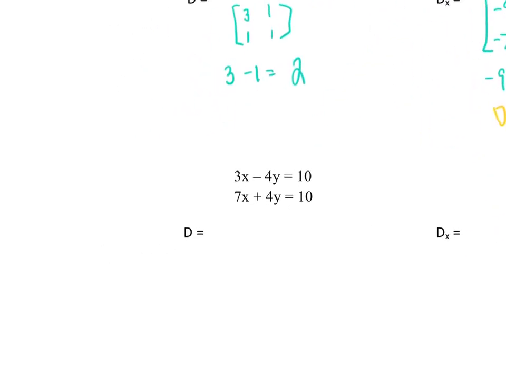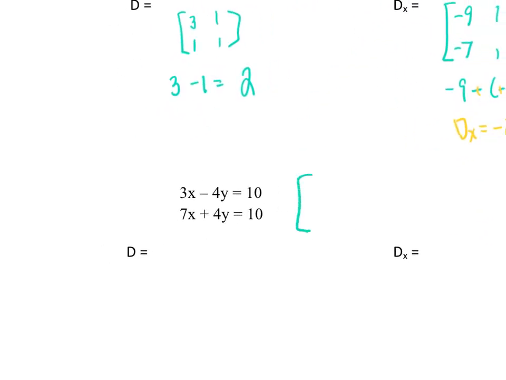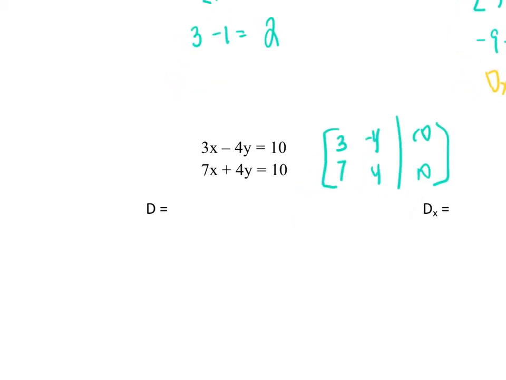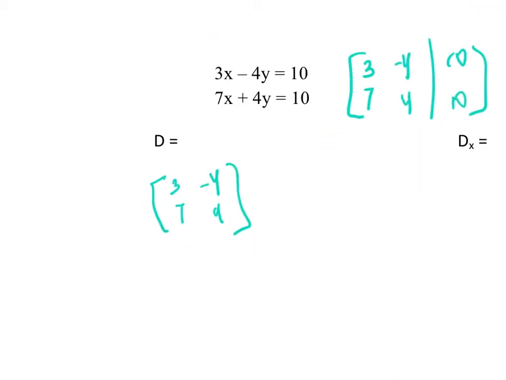Same thing here. Let's write our augmented matrix. So I have 3, 7, negative 4, positive 4, and then 10s for my answer column. So my coefficient matrix would be 3, 7, negative 4, positive 4. So my major is 3 times 4, which is positive 12, minus the minors, negative 28. Well, 12 minus a negative 28, that's going to become plus. So my determinant equals 40.